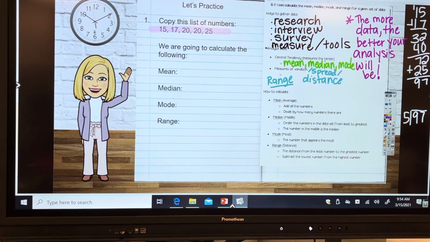Go to your Wi-Fi. Are you on the Wi-Fi? Do you have your numbers? Will you open yours for me?